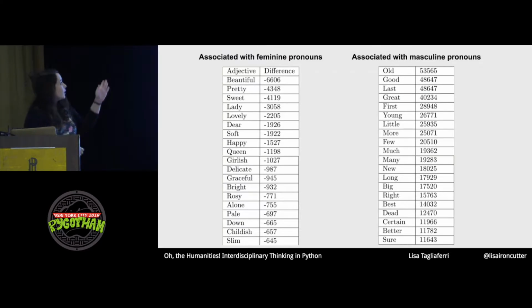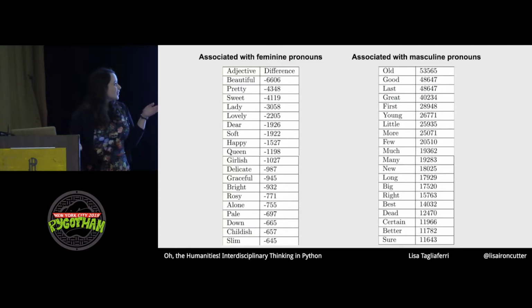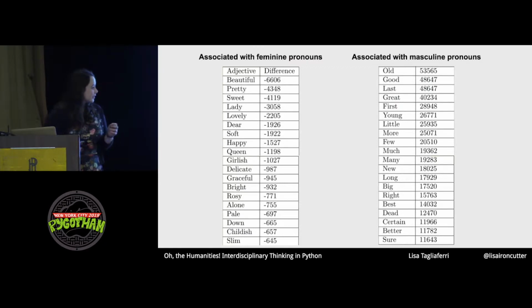As you look at these charts, what you can see is that a lot of the feminine pronouns are related to what you would think of as stereotypical feminine words, things like beautiful, pretty, sweet. The masculine pronouns are more associated with generic words such as old, good, young, little, etc.